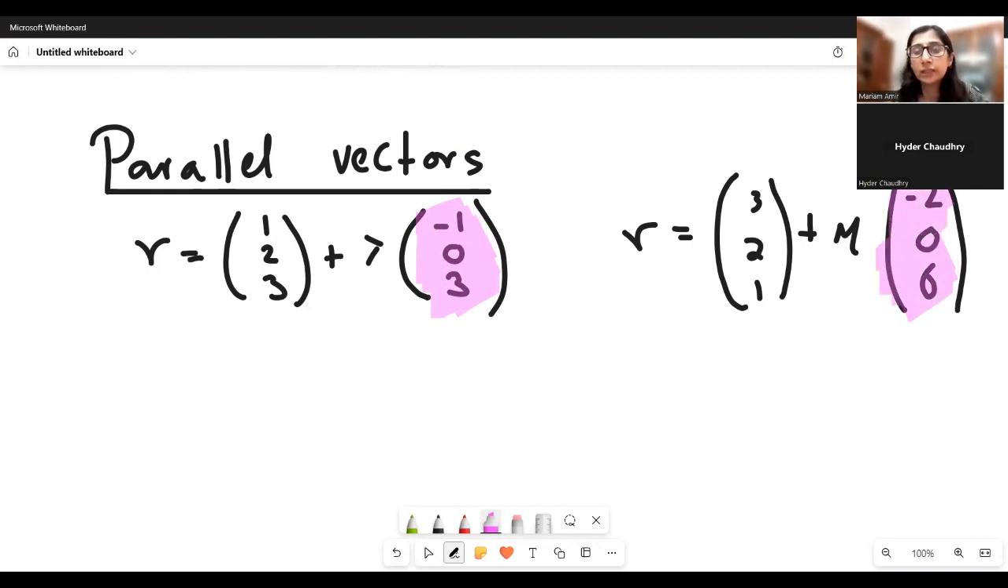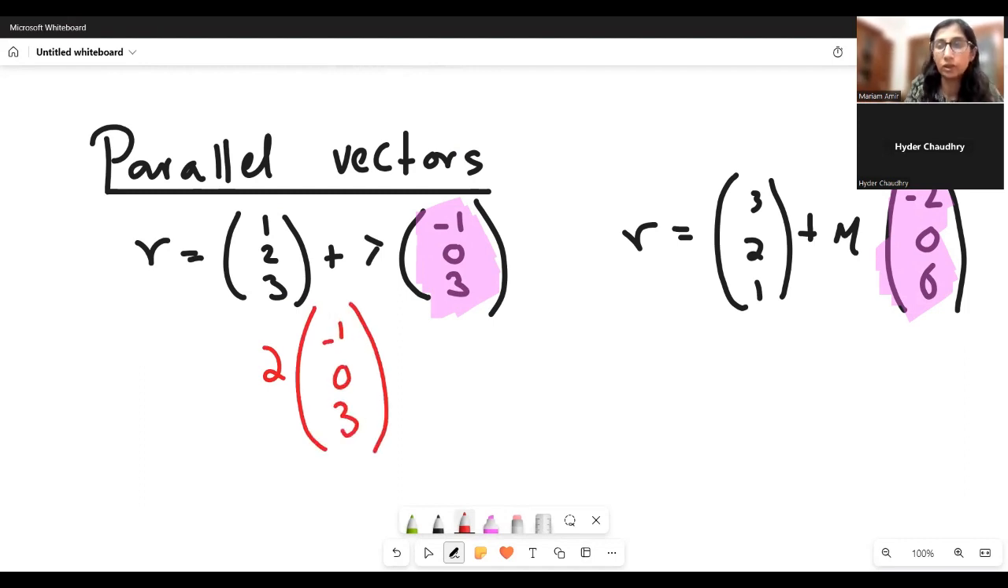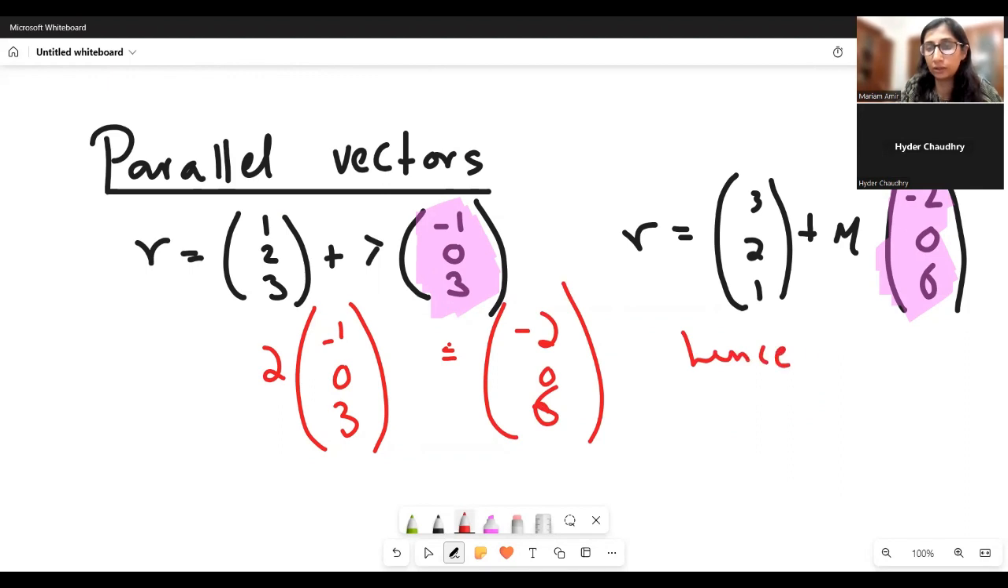Now treat it as a normal case of two column vectors. How do we tell if these two vectors are parallel or not? They must be scalar multiples of each other, and we can see that they are. If you multiply the first equation's direction vector by 2, you get the second equation's direction vector. So hence they are parallel.